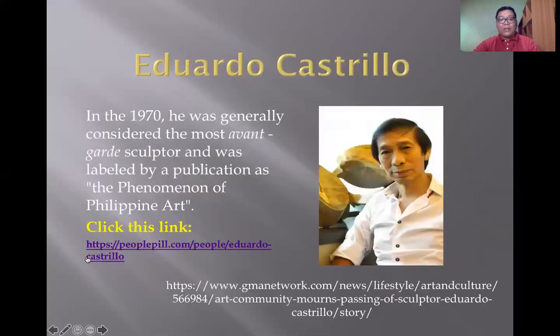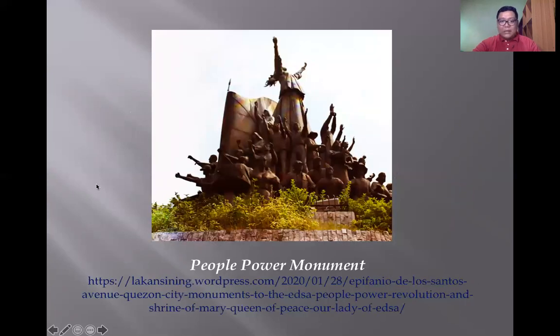And then we also have Eduardo Castrillo. In the 1970s, he was generally considered the most avant-garde sculptor. So when you say avant-garde, meaning he is an intelligentsia, someone who innovates things. And he was, in fact, labeled by a publication as the phenomenon of Philippine art. And one of his best works is the People Power Monument. So if you check on this one, basically you would really be amazed by the different elements used to portray such a wonderful reality.